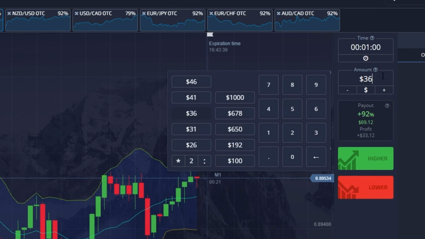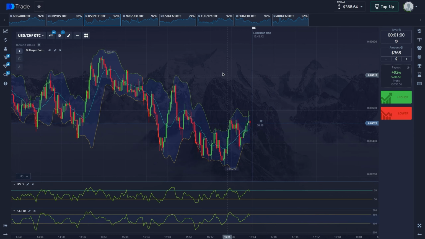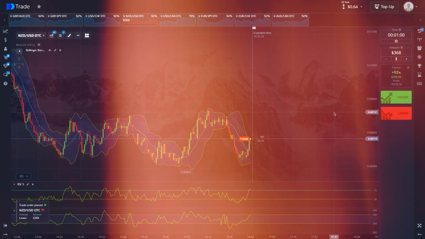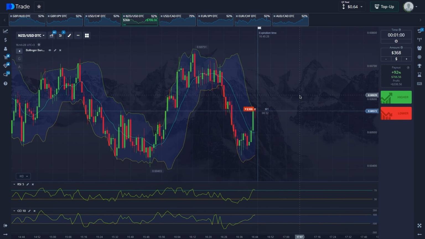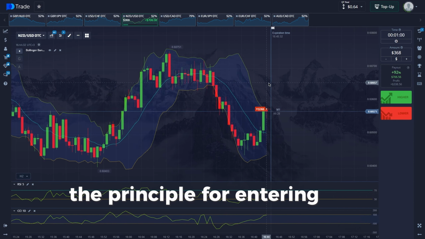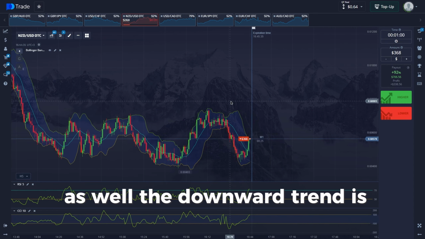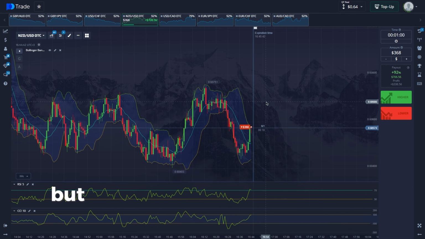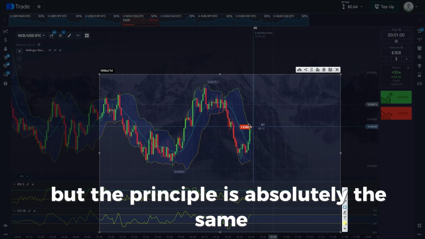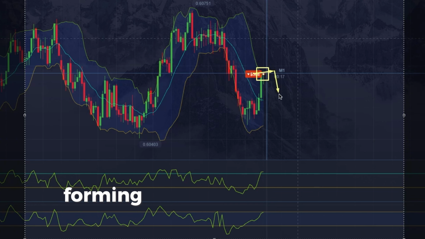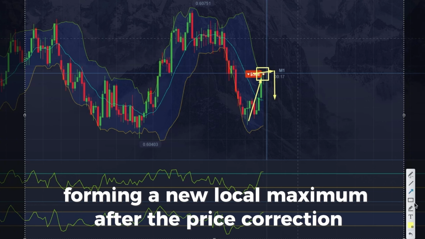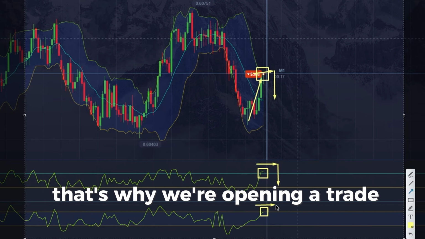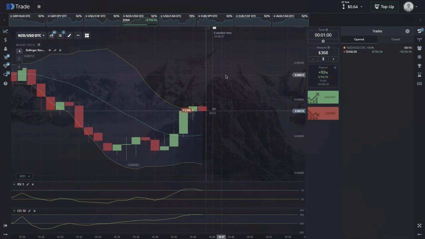Let's change the amount. And now let's try to open a trade on the rise. We'll pick the next currency pair. Let's open a trade for a decrease here. In general, I think you understand the principle for entering this trade as well. The downward trend is stronger, and the chart has a more flat mood. The price doesn't have a clear trend, but the principle is absolutely the same. Firstly, the price touches, forming a new local maximum after the price correction, and then we observe and hope for an exit from the overbought area. That's why we're opening a trade for a decrease here. Let's watch the result.